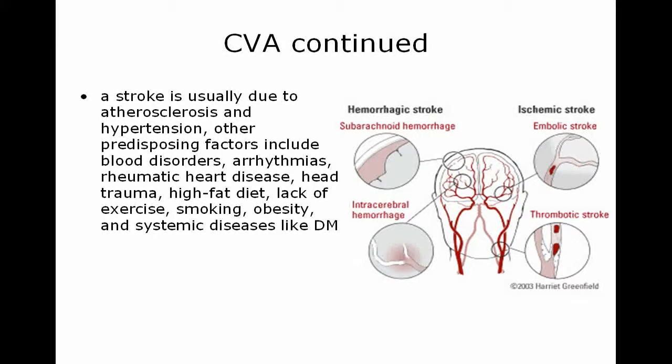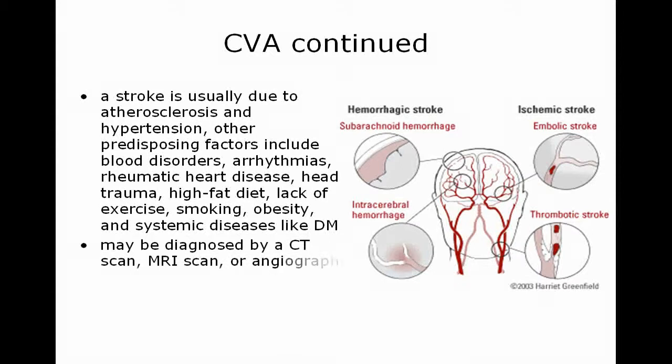A person is predisposed to developing a stroke and atherosclerosis because of high-fat diets, because of lack of exercise, because of smoking, obesity, and systemic diseases like diabetes mellitus.